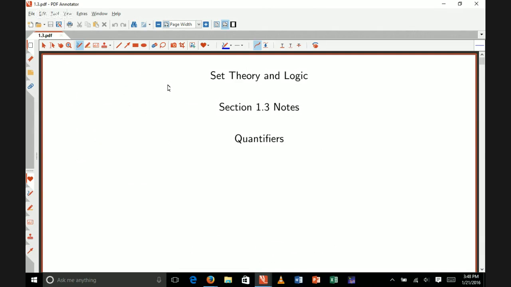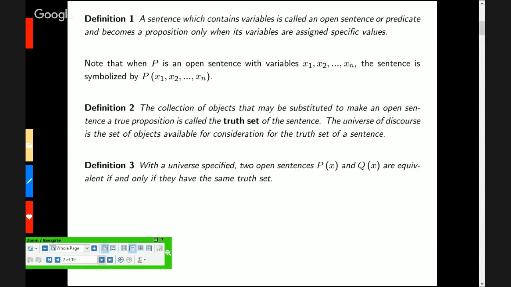1.3. 1.4 is next time. Quantifiers. Existential, and existence and uniqueness. That's what we're talking about. Let me put this on full screen. So let's go look at our definitions.